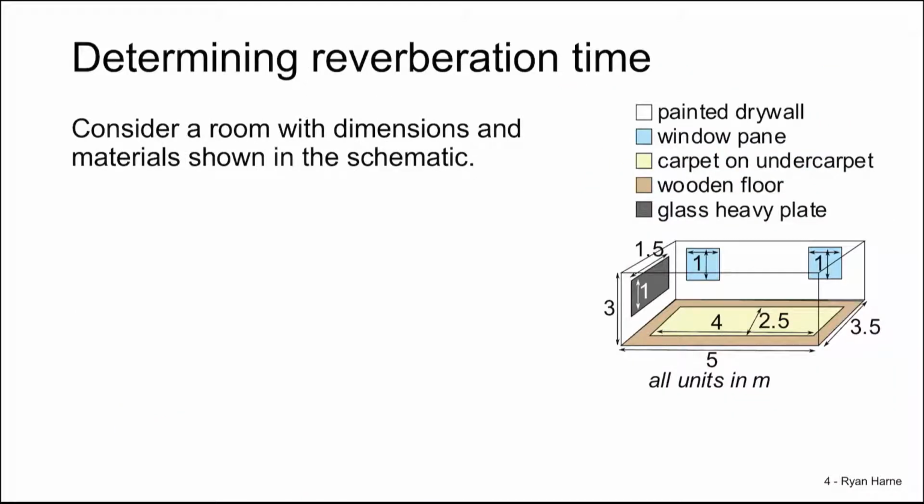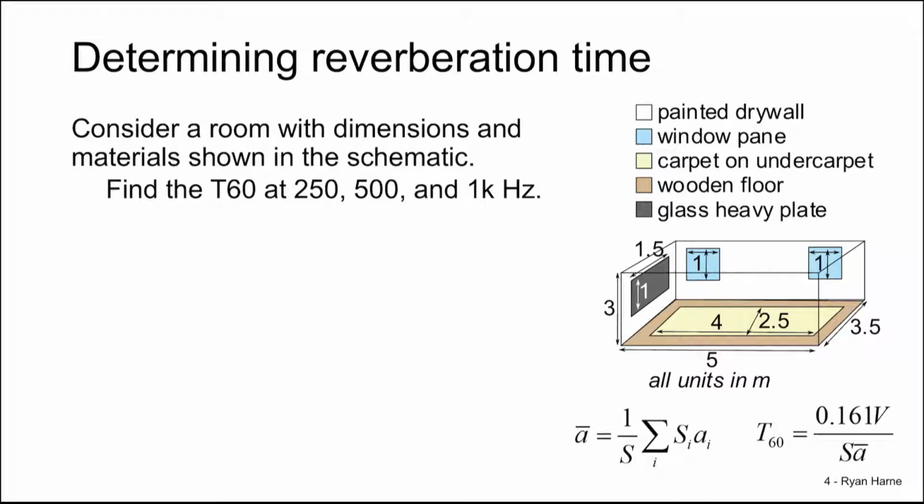Let's consider the following room with all of the dimensions shown in the schematic in meters. We've got a room with a wooden floor, and over a portion of the wooden floor we have a heavy rug or carpet with undercarpet, window panes, painted drywall all around, including the 2 walls and ceiling that are not shown, and finally a glass heavy plate, which is similar to a big screen TV. Our goal here is to find the reverberation times in the 250, 500, and 1 kilohertz frequency bands.